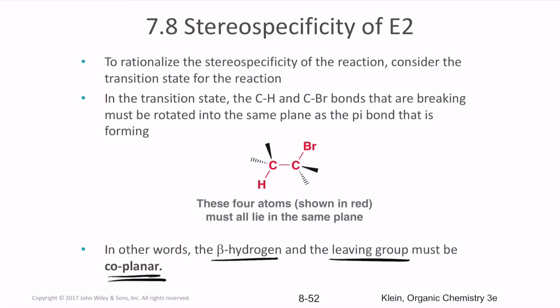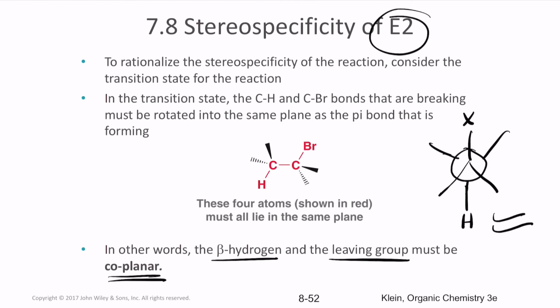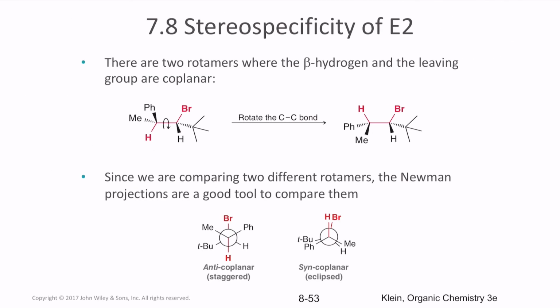For example, what does coplanar mean here? When you draw the Newman projection, the halogen should be on the top and the hydrogen should be on the bottom. This is the only case where E2 elimination will occur. This is the only case where the process will occur correctly, and this is how stereospecificity is used in E2 elimination reactions.